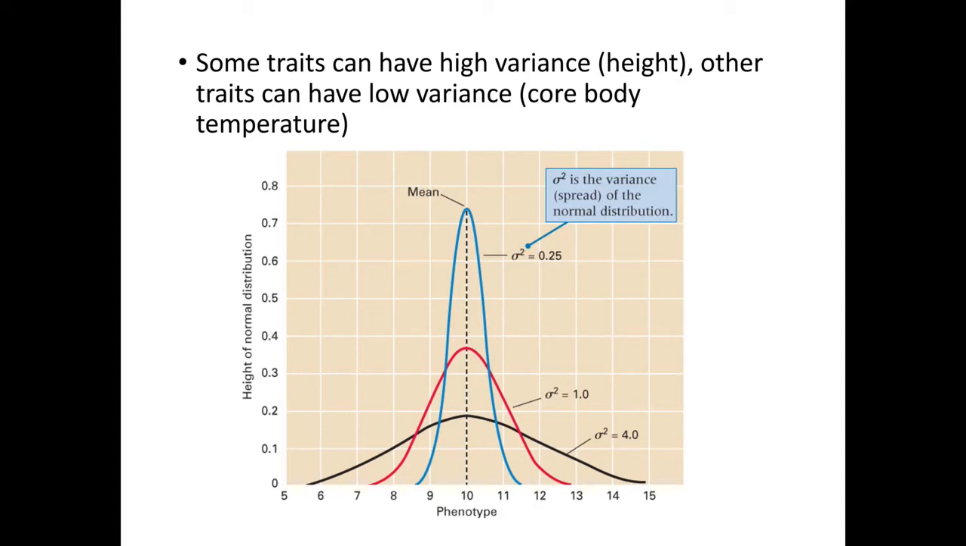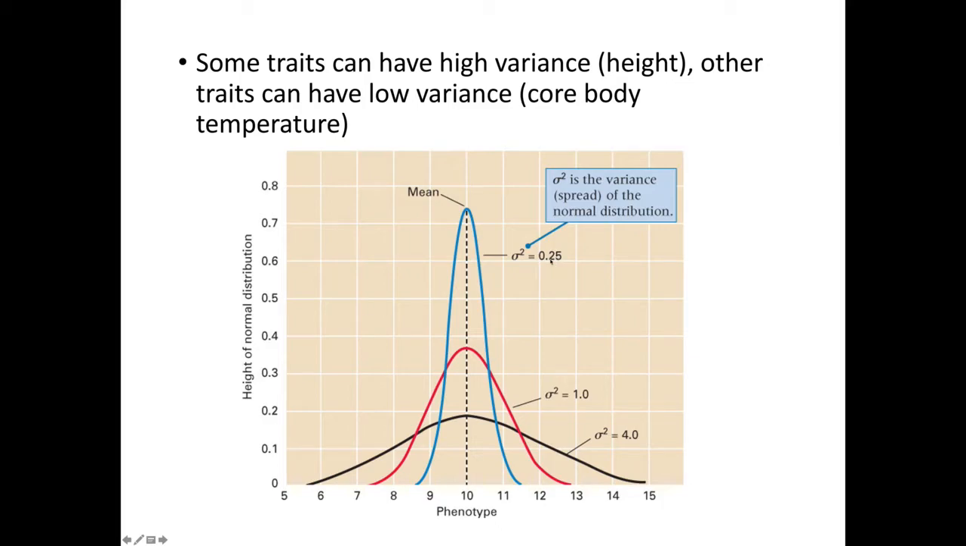But there are also other traits that might have very low variance, right? That would be, for example, core body temperature. And you can measure that spread with this value called the variance. So here's the distribution in blue. Its variance is shown with a sigma squared value here, and it's basically how spread out it is.